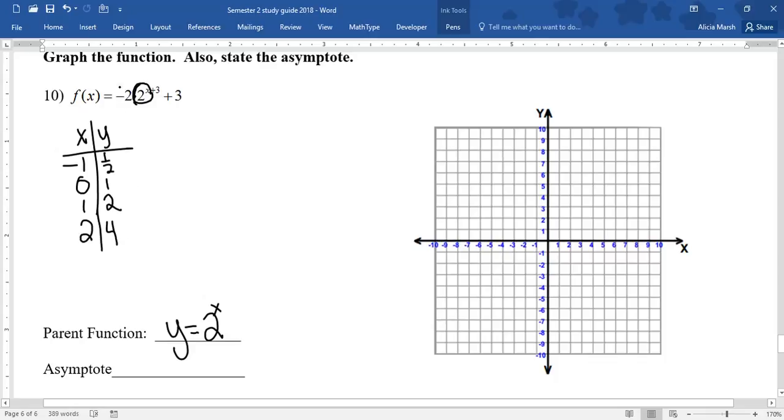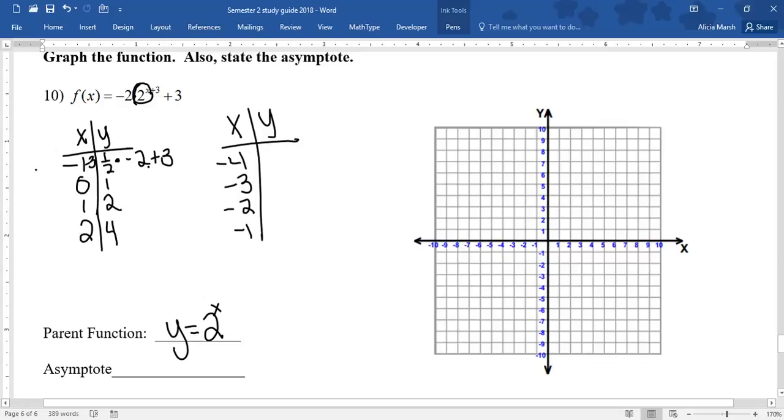Now I got to take care of my moves. So this is a stretch, so that means I'm going to multiply by negative 2 to everybody. This is a left move, right? X plus 3. So I'm going to subtract 3 from everybody. And I'm going to add 3 to the y's because this is going up. So let's find our new table here. So negative 4, negative 3, negative 2, and negative 1.